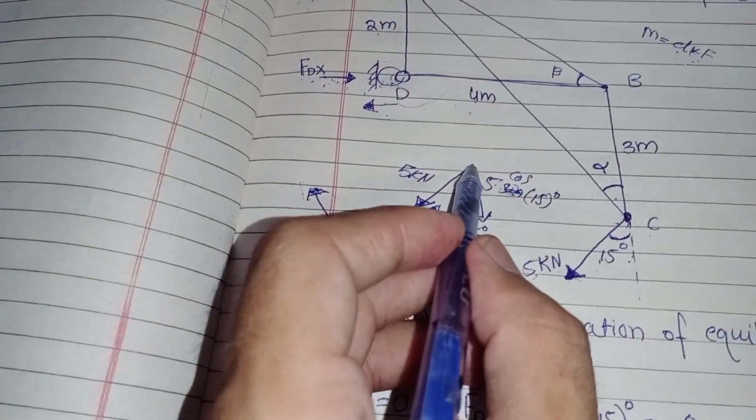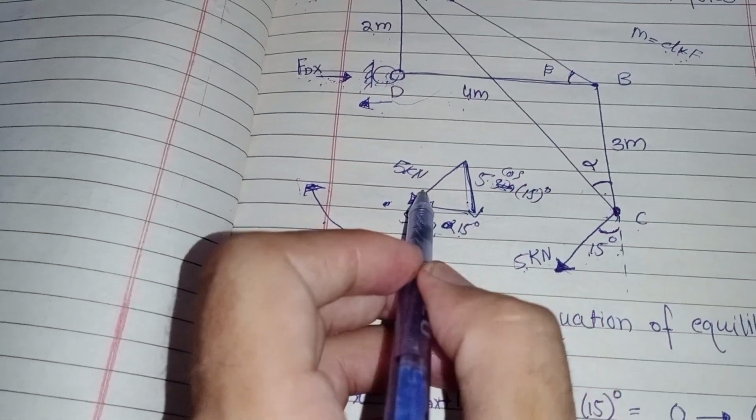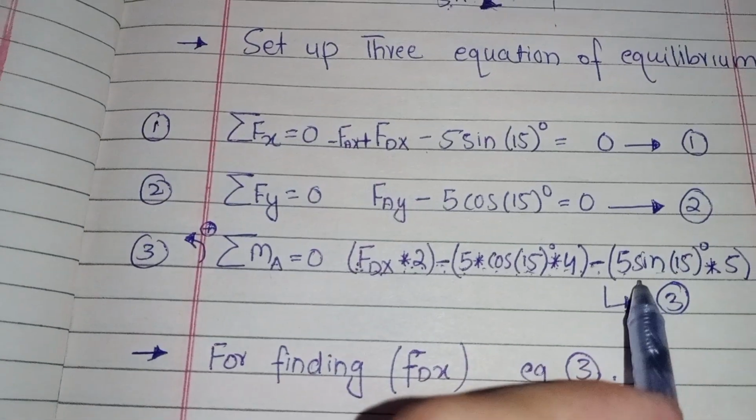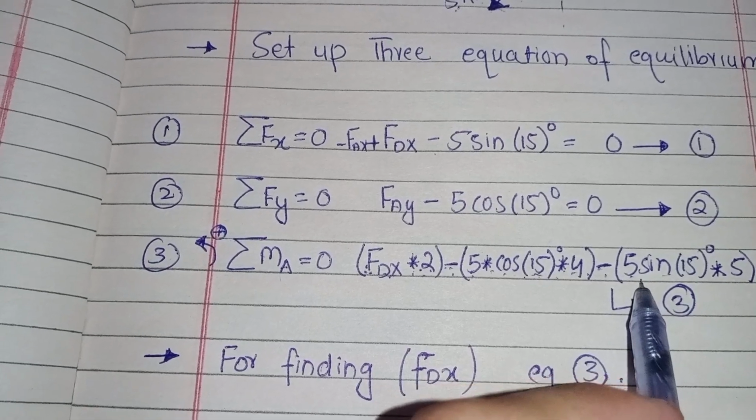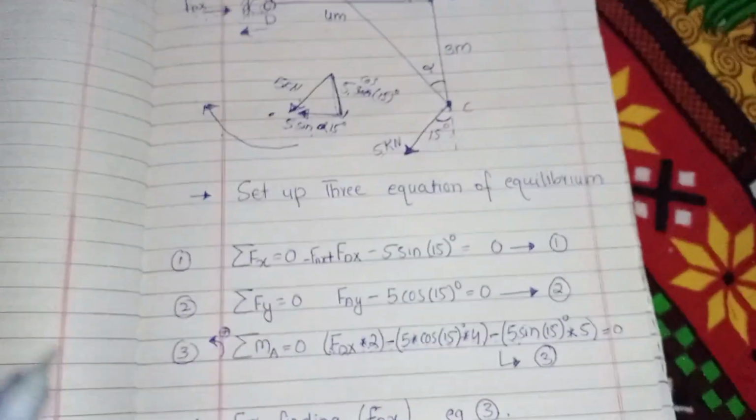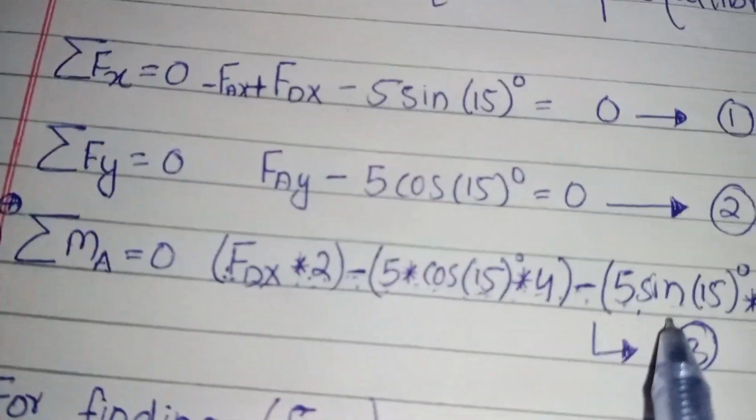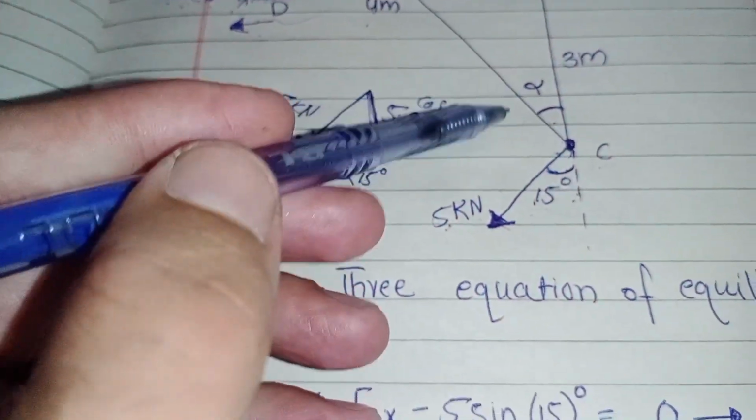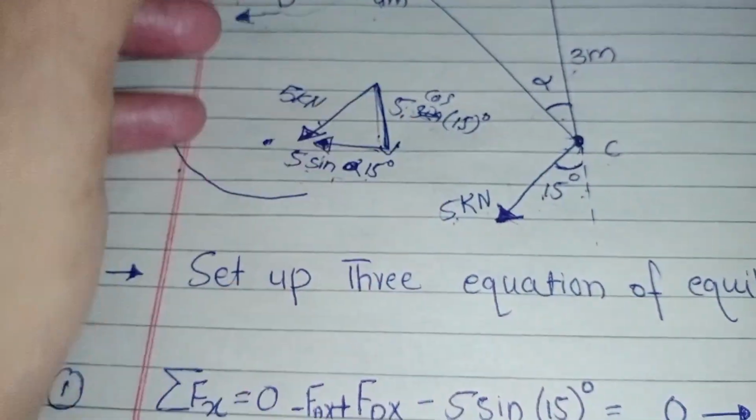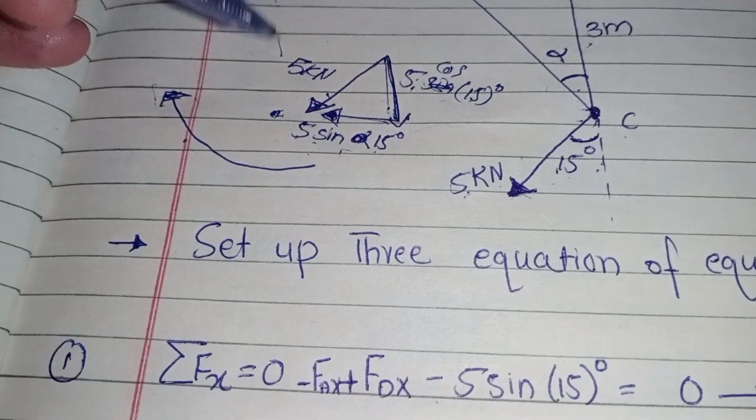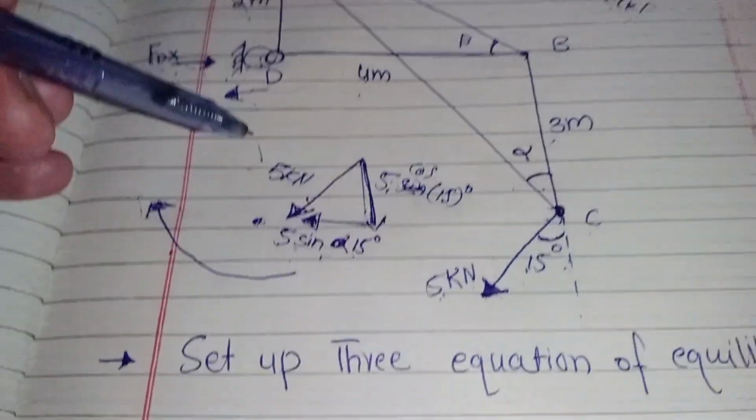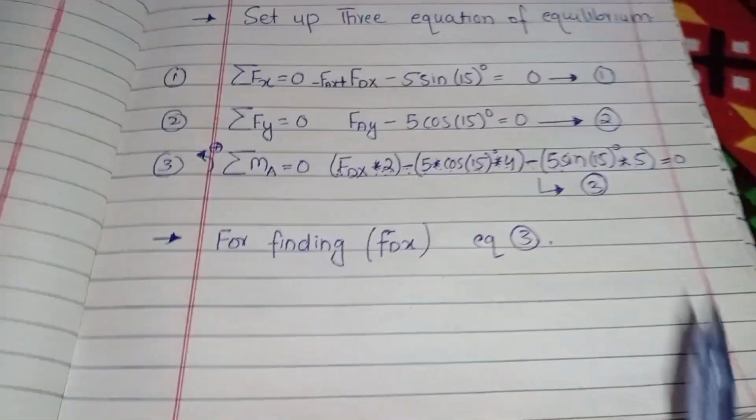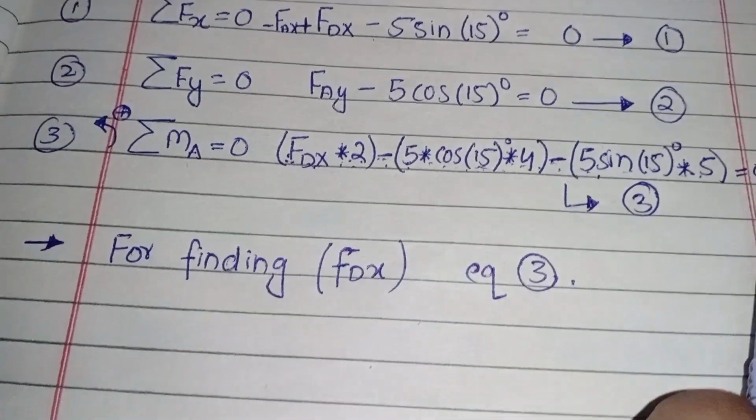Again I will write the vertical force component of this force. So negative 5 sine 15 degree into 5. This 3 plus 2 is from here to here, so the distance is 5. That's why I multiply it with 5, equal to 0.